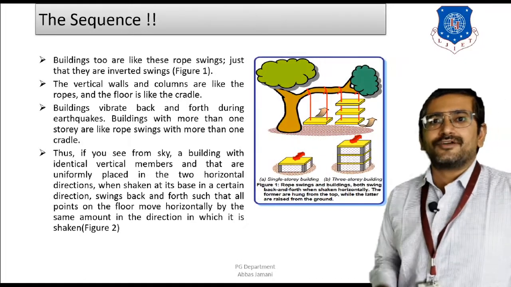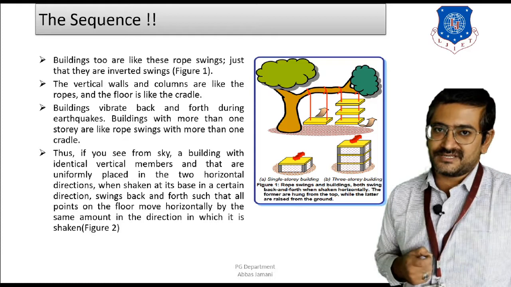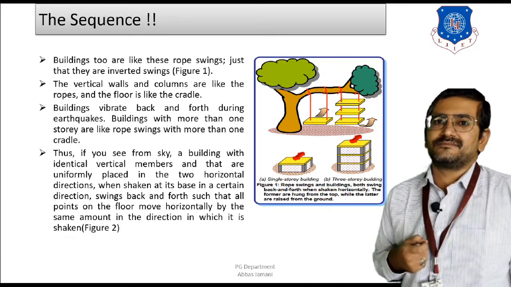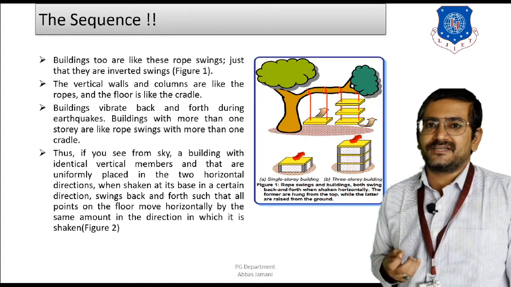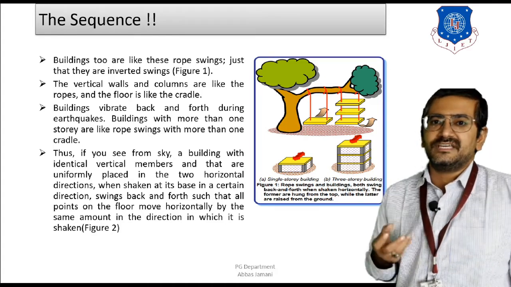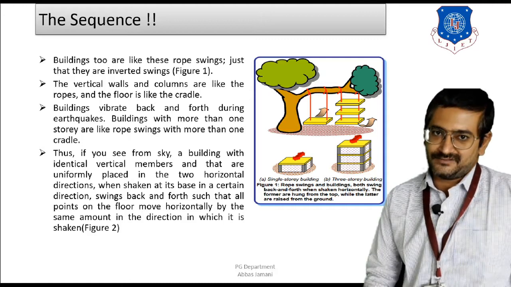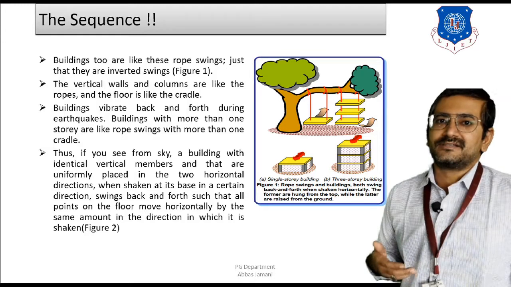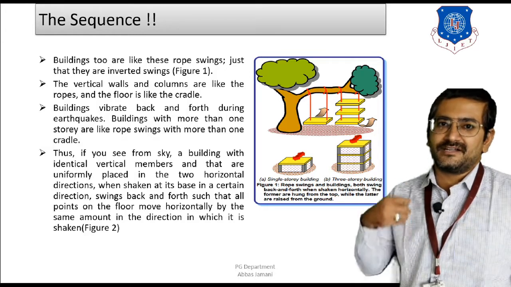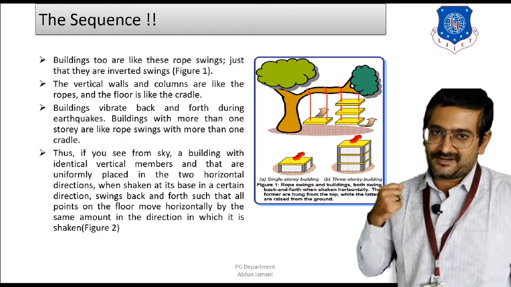Right? So when you talk about buildings, then buildings are also going to be the same as the rope swings. Only the difference is that these buildings are going to act like a reverse swing. Why is it going to act like a reverse swing? Because in case of the swing, the mass is going to be concentrated at the lower level and it is going to remain the same. But when you talk about a building, then the mass is going to be concentrated at the topmost floor, and at the same time it is going to keep on increasing with the height, right?